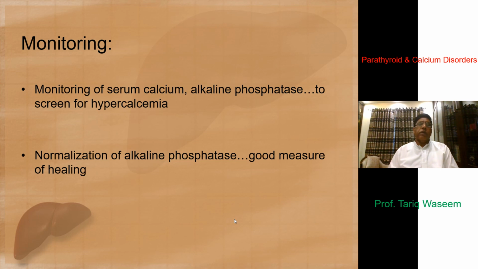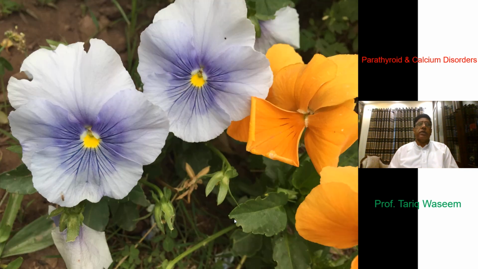You should regularly monitor their serum calcium level and alkaline phosphatase level, and you should screen for hypercalcemia, because overtreatment can result in hypercalcemia, which can again be detrimental for your patients. Normalization of the alkaline phosphatase is a good measure that the patient is healing and there is no further bone loss happening in this patient.